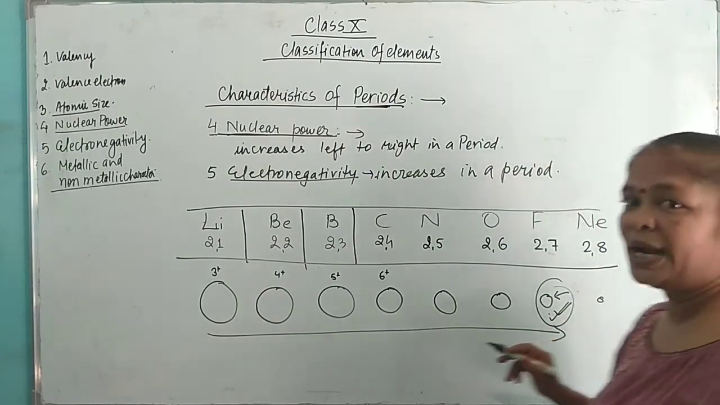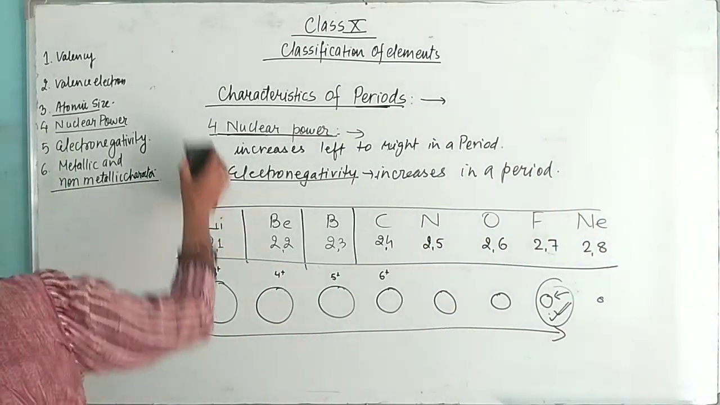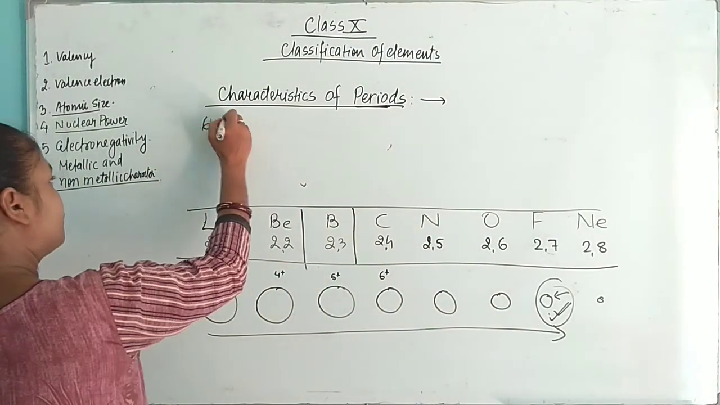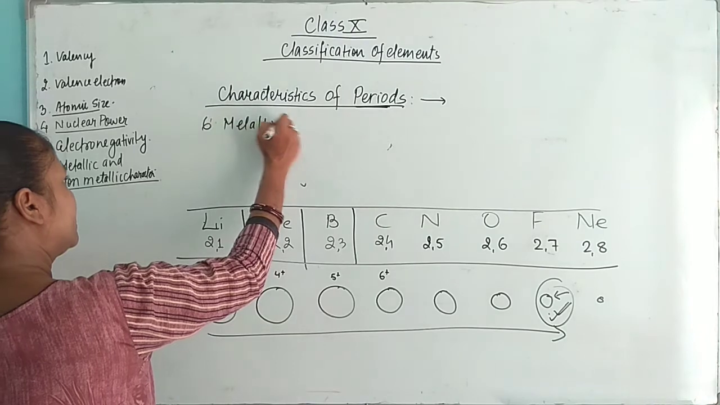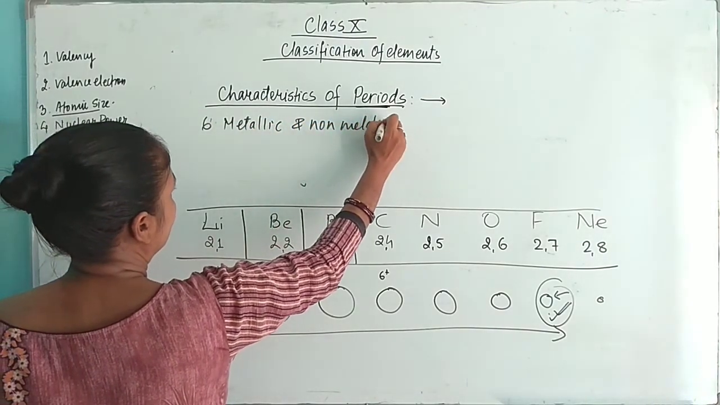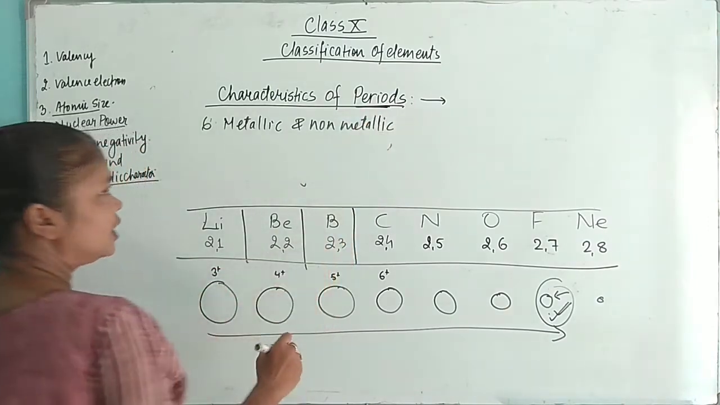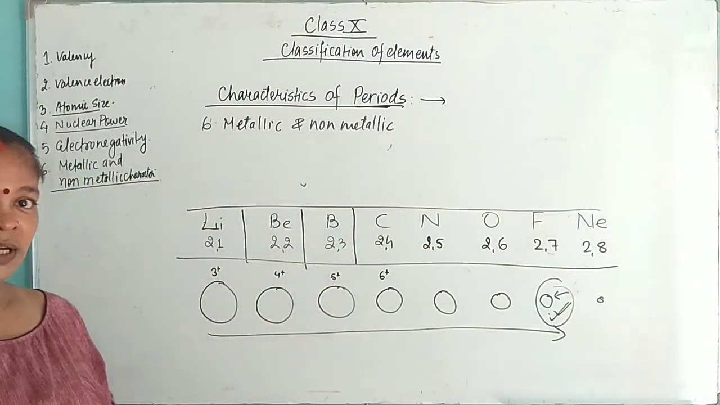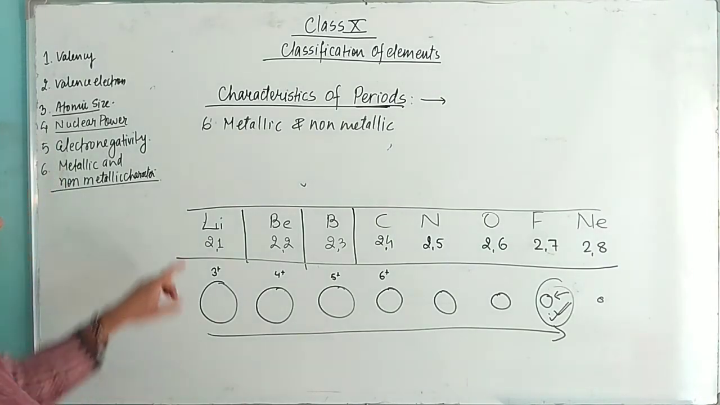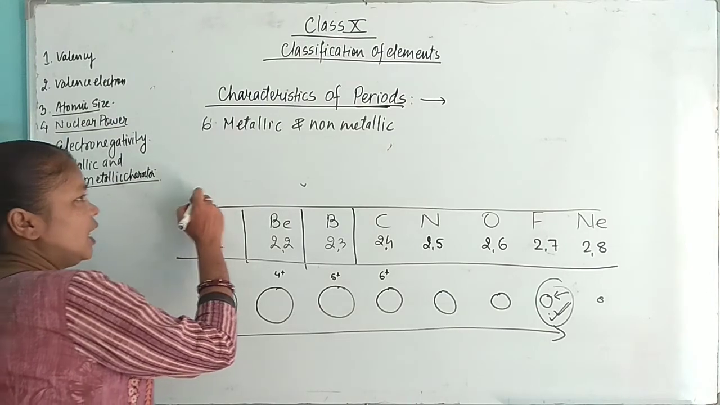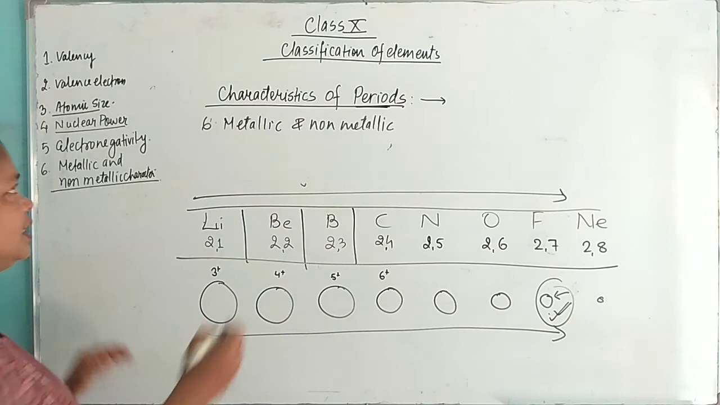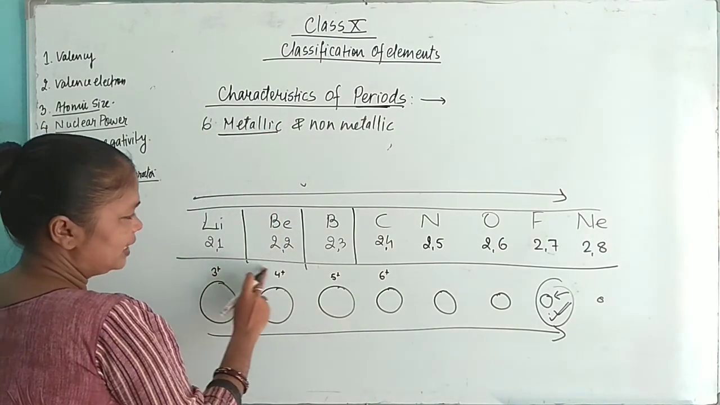Now come metallic and non-metallic. The tendency to gain electron in the valence shell is the non-metallic character, and the tendency to lose the electron is the metallic character. Now, when we move left to right in a period, what happens? The metallic tendency is decreasing.